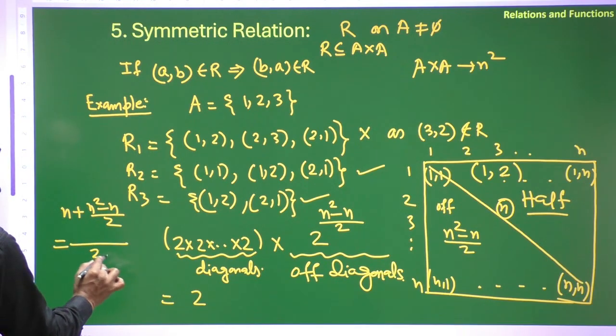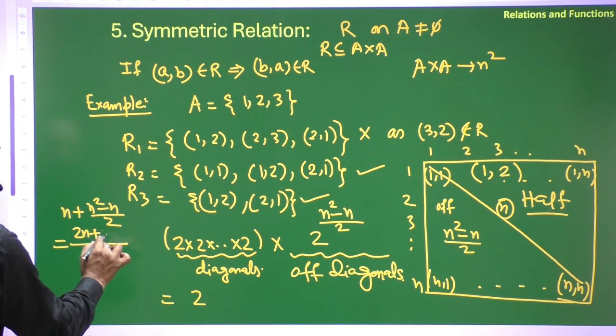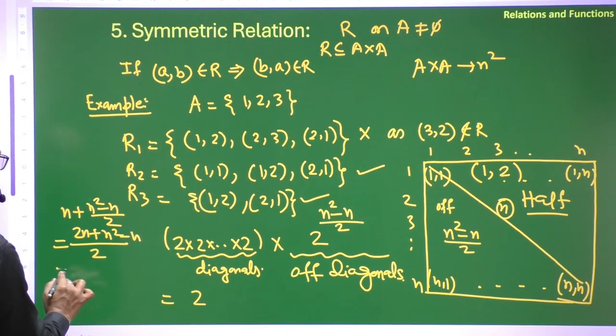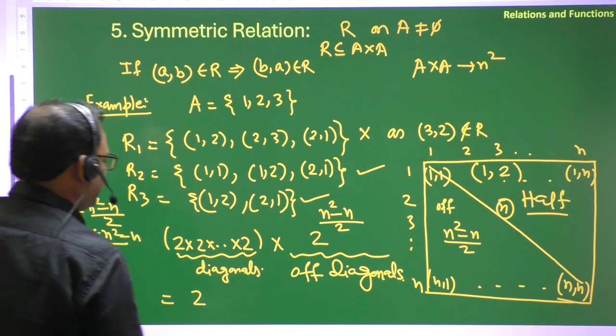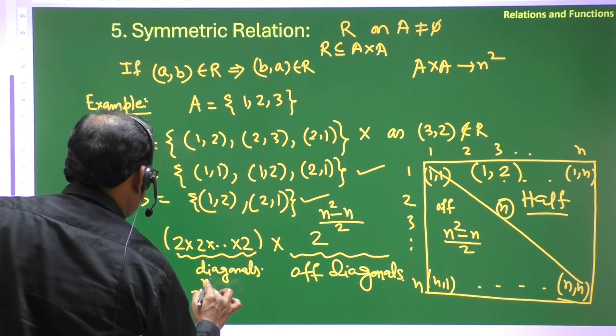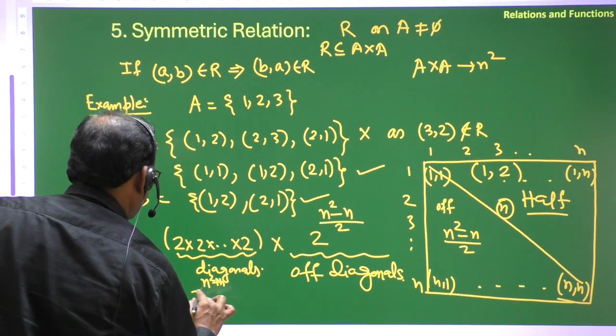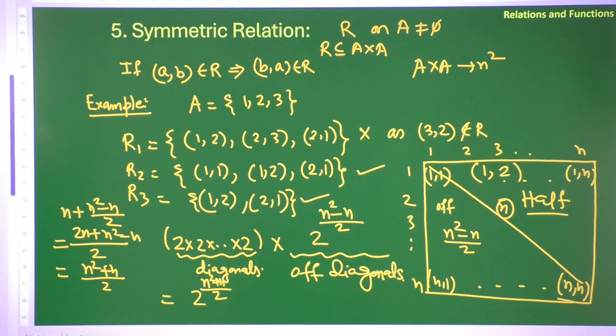That means it is 2n, n square minus n. So what we have is n square plus n by 2. The total number of symmetric relations will be 2 to the power (n square plus n) by 2. These are the total number of symmetric relations on the set A, where A contains n elements.